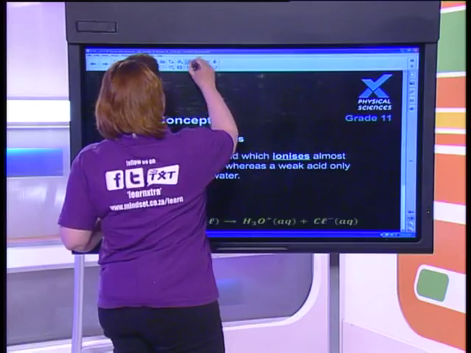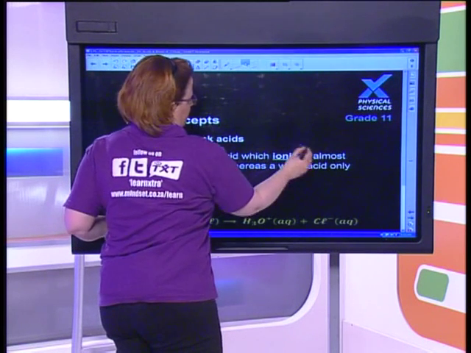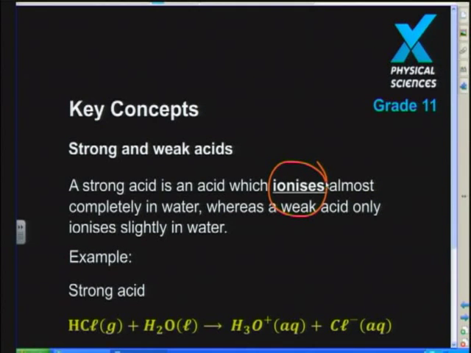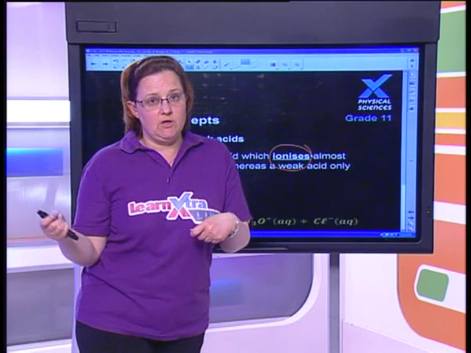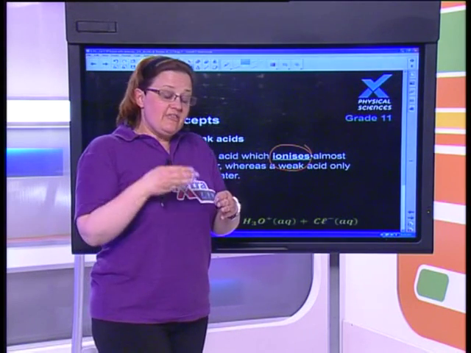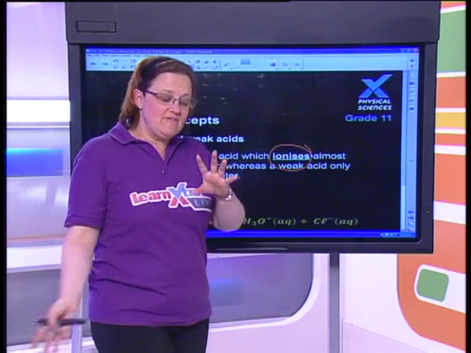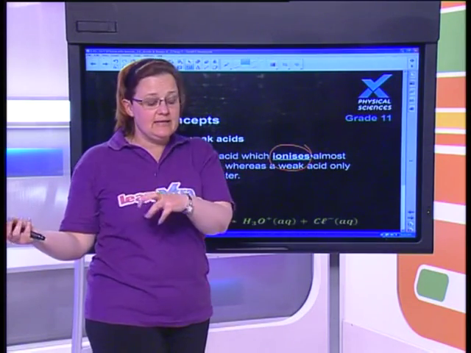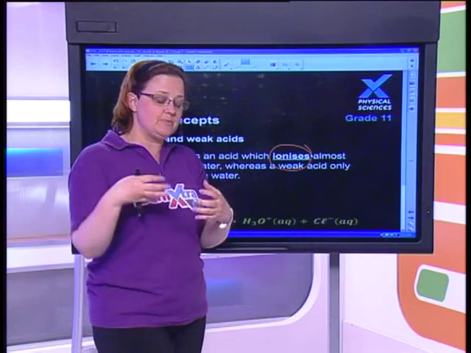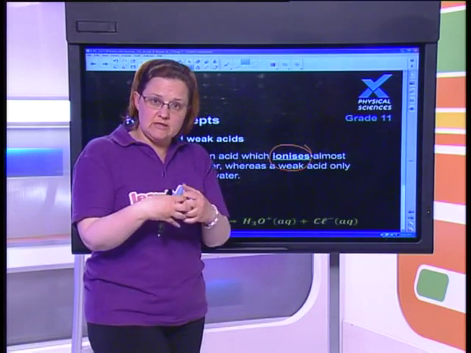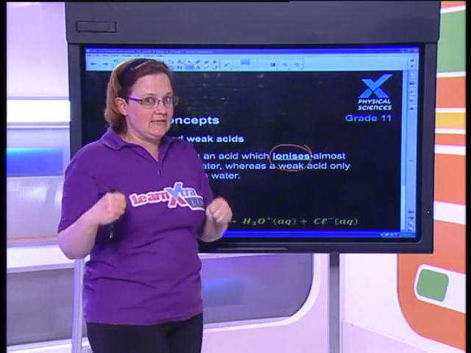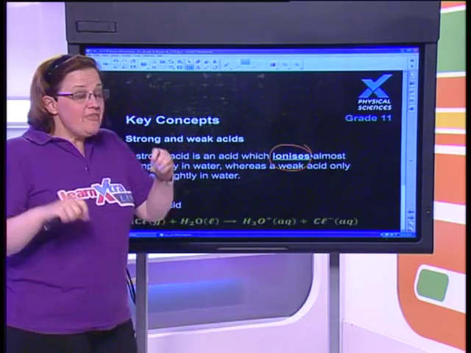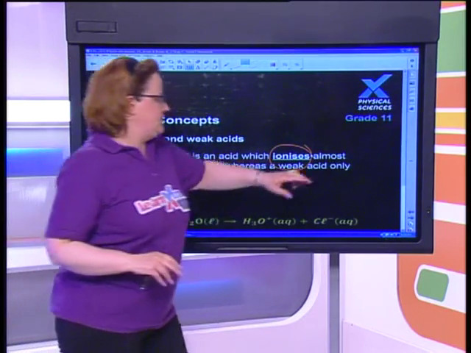Now, I've deliberately bolded and underlined "ionize" because you've got to remember that all your acids are covalently bonded molecules, grade 11s. So that means they're not naturally ionic. They haven't given away electrons, they haven't taken electrons, they're sharing them. So what happens is when the acid dissolves in water, we have to force it to become ions, and that's really, really important. With a strong acid, it desperately wants to become ions.